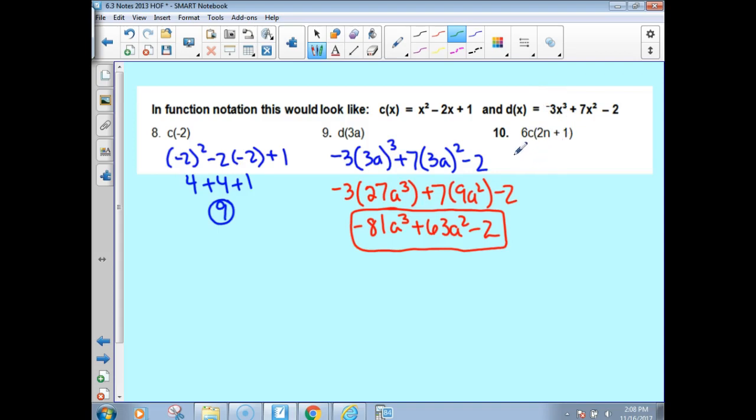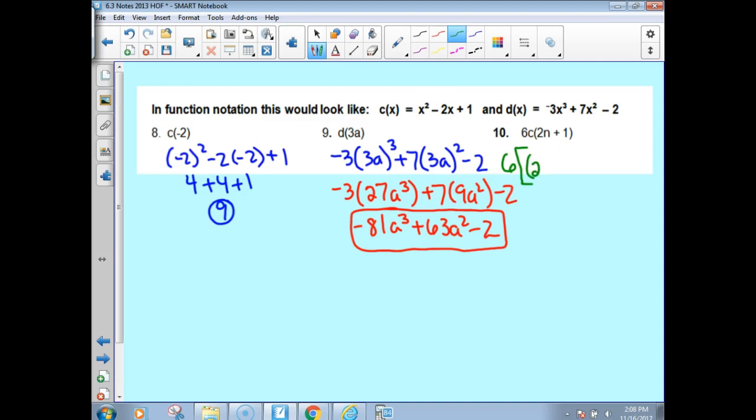So we're going to be multiplying 6 times something, and I'm going to use a bracket because I've got stuff to put in. I'm putting in 2n plus 1 for input into the C function. Okay? So I'm replacing x with 2n plus 1. Well, what does it do to it? It squares the input. So we're going to have to take 2n plus 1.